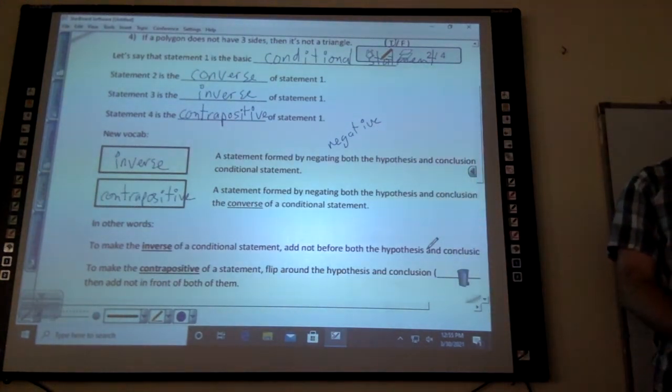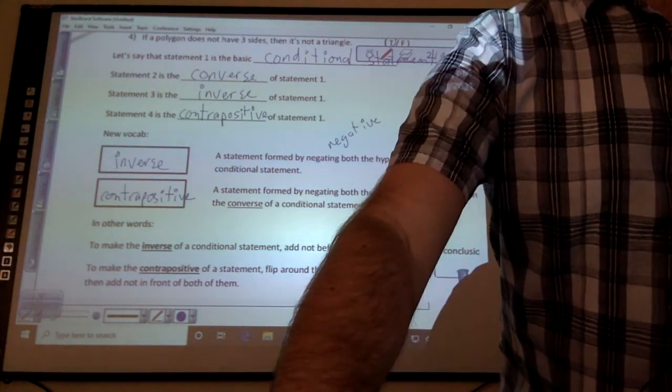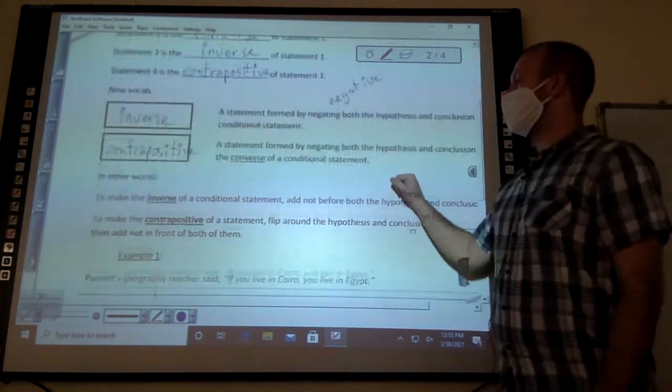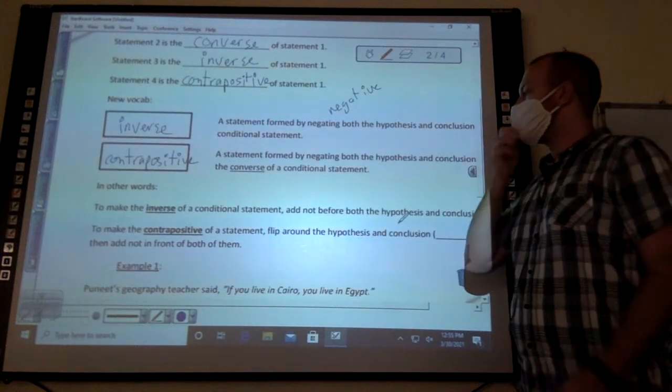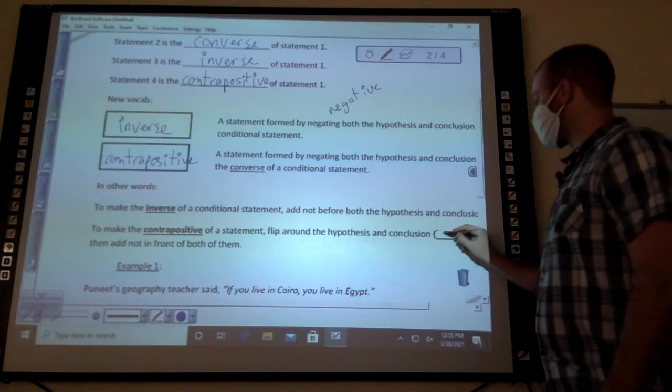Anyone getting overwhelmed with all the new terms? Just a little bit. You can reread this if you want. This is just re-explaining this. Here it says converse.